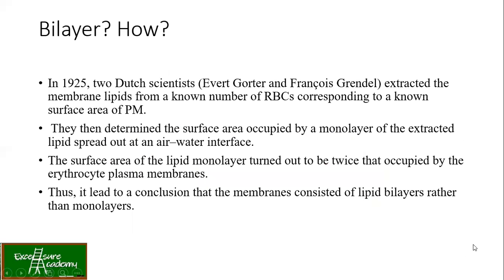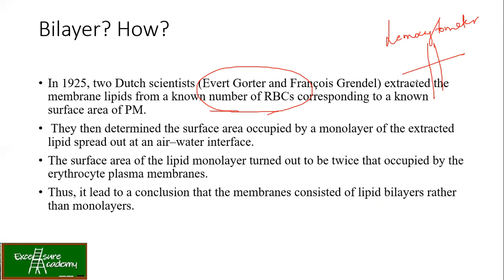Now, these were the scientists. This is just for your reference only. In 1925, the Dutch scientists Evert Gorter and François Grendel extracted the membrane lipids from a known number of RBCs corresponding to a known surface area of plasma membrane. Why was it necessary to have a known number of RBCs? How will you calculate the exact number of RBCs? There is an experiment with the hemocytometer, you must have heard of it, correct? It has a chamber like this, where you have these 25 squares, and you have to calculate.